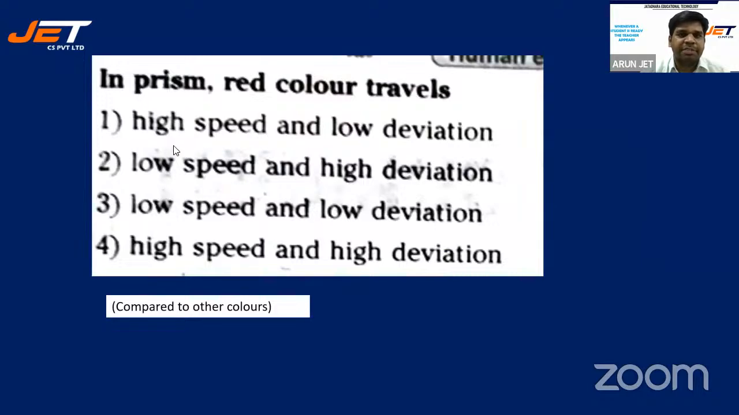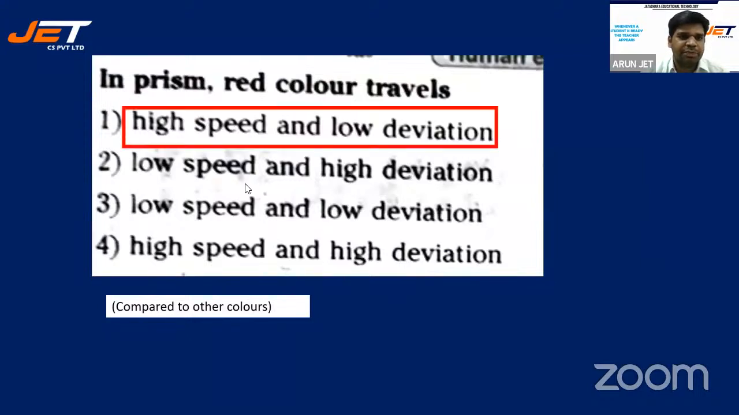In prism, red color travels with high speed and low deviation, low speed and high deviation, low speed and low deviation, high speed and high deviation when compared with other colors. Speed of red color is high or low? Is the deviation high or low in comparison with the other colors? Okay. Yes, one is absolutely right.